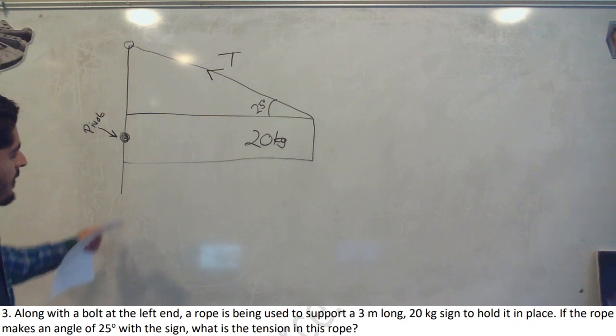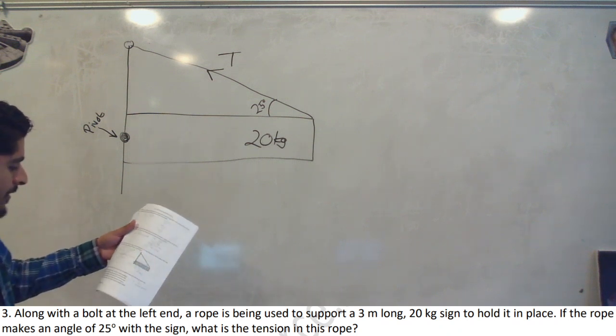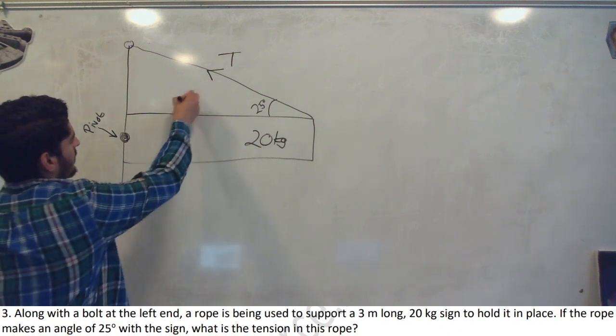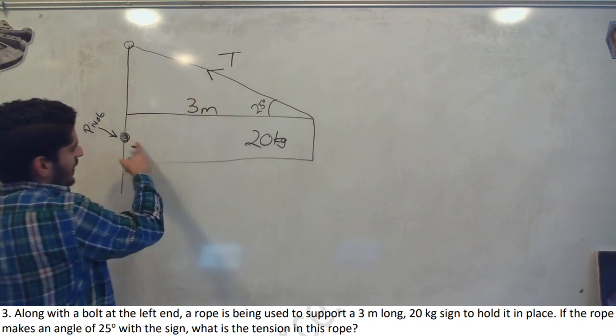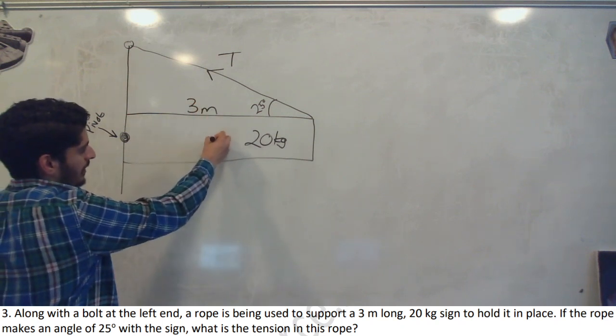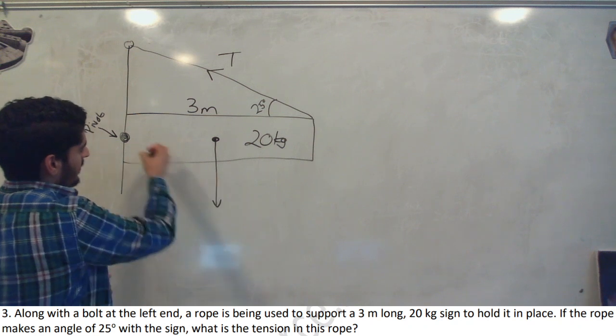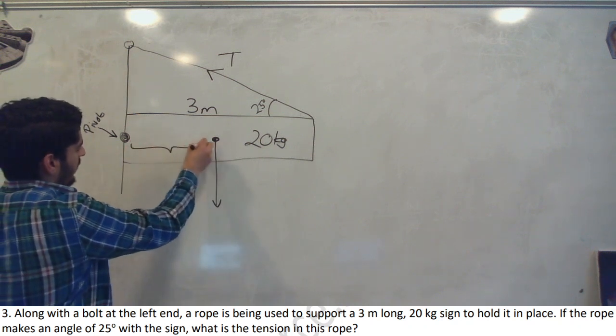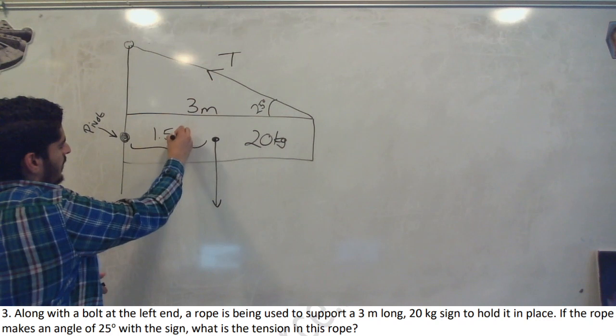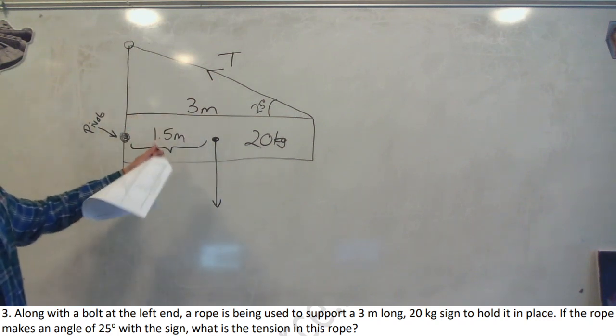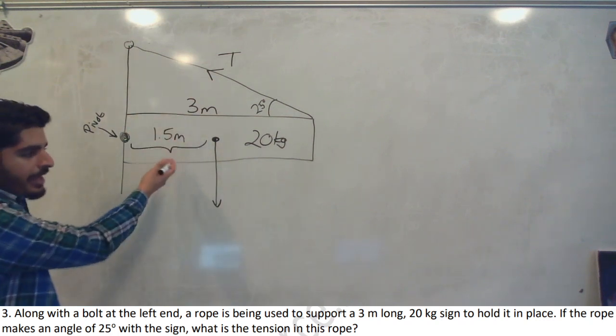And so in this case, it tells us the entire sign is 3 meters long. So this is 3 meters in length, which means we're going to put our center of mass right about here. And we're going to say that length right there is 1.5 meters. And I get that by doing 3 divided by 2 because it's halfway through.